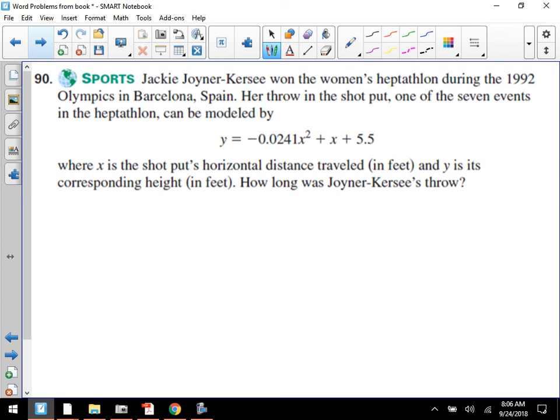Anyway, so her throw in the shot put is one of the 7 events in the heptathlon. I thought there was 10. Oh, that's the decathlon. I am smart. It can be modeled by the following, where x is the shot put's horizontal distance traveled in feet, and y is its corresponding height in feet. How long was Jackie Joyner-Kersey's throw?